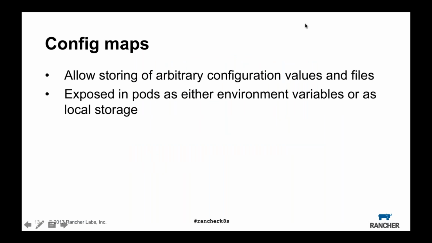Okay, so the next topic I'm going to discuss is config maps. These are a resource that you can launch in Kubernetes that allow you to store configuration values and configuration files. Once you create these resources, you can put them inside of pods in two different ways. You can expose them as environment variables, or you can expose them as local storage. You can either create an environment variable when you're launching a pod, or Kubernetes will mount a new directory inside the pod when it's launched. And then I'll show a demo of this.